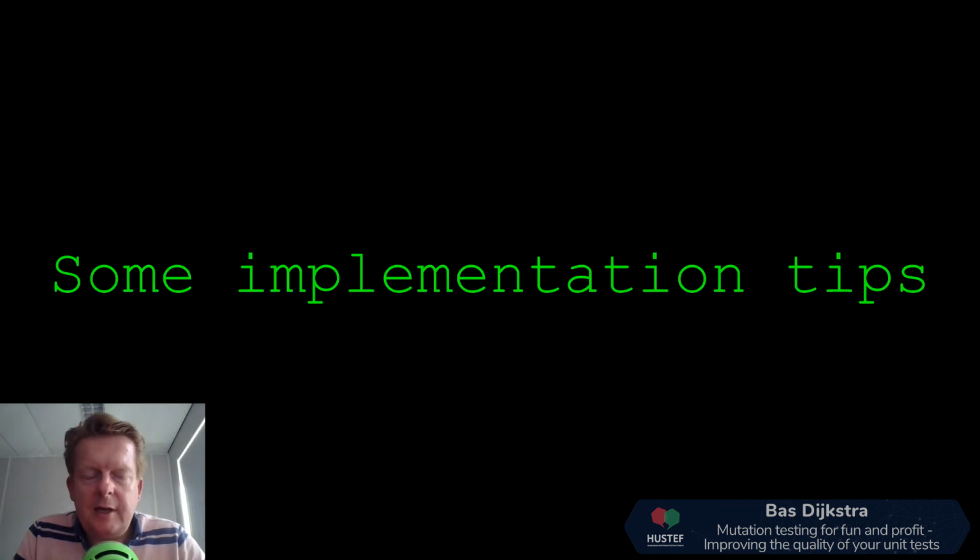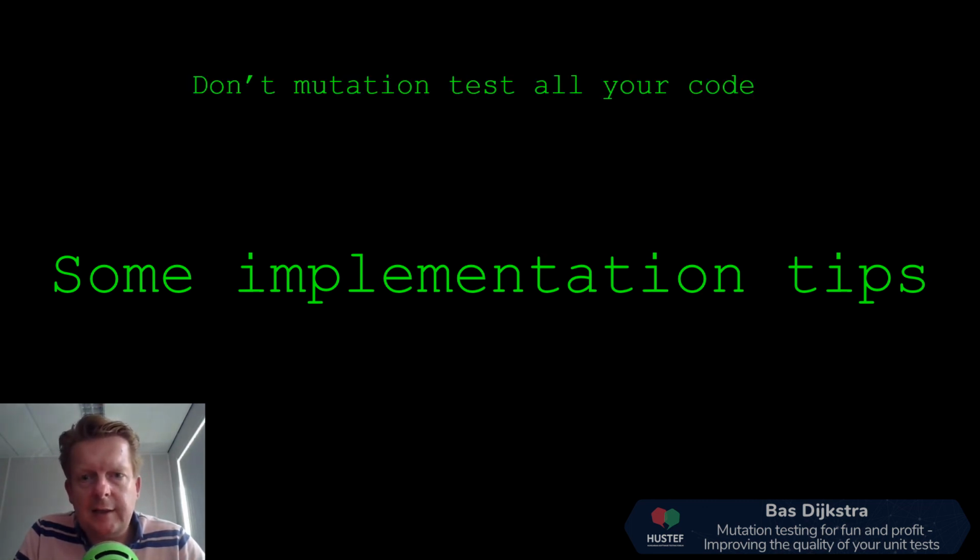To wrap this up, a couple of quick implementation tips for those of you who want to get started with mutation testing. Don't mutation test all your code. First of all, it's a time-consuming process. And second of all, it'll probably generate a lot of noise that's not really important. A lot of false positives in itself. So a lot of information that, well, maybe there's something wrong with your unit testing code. That's not really all that important.